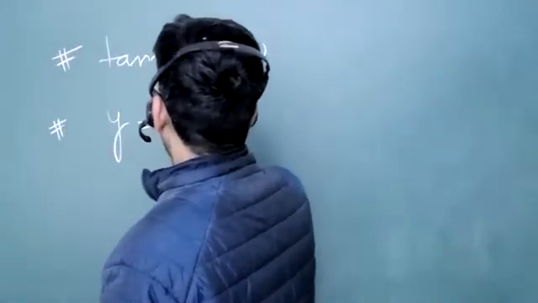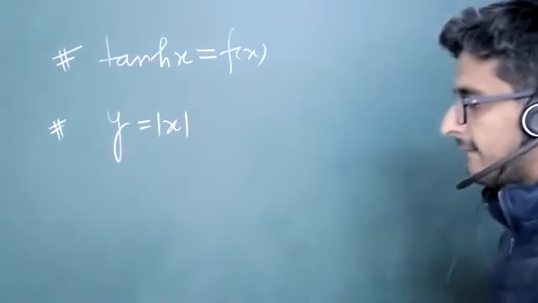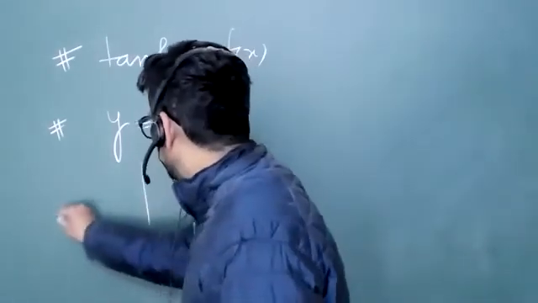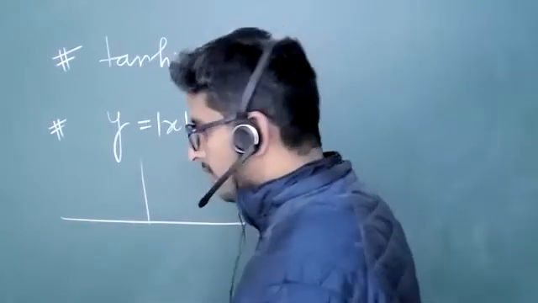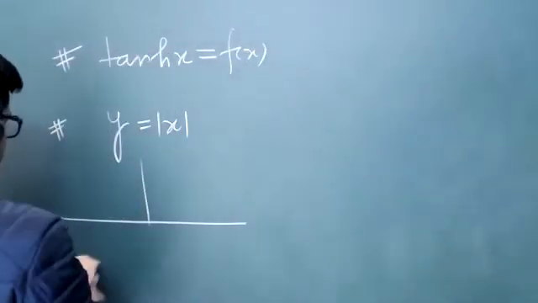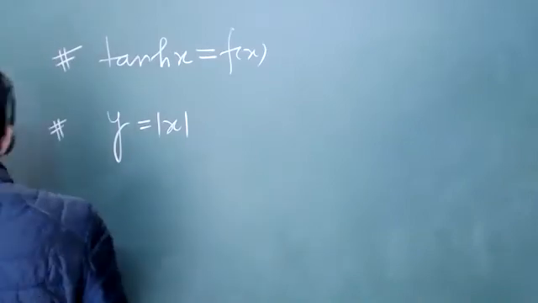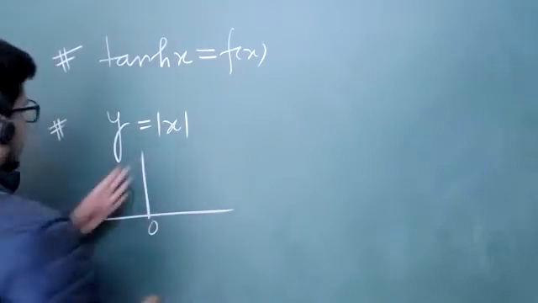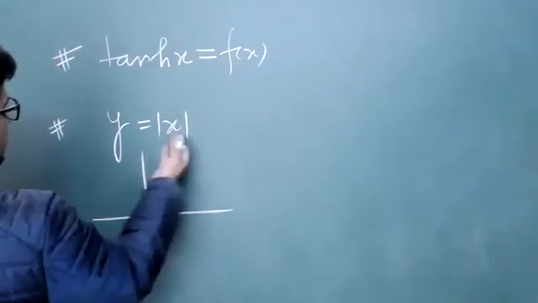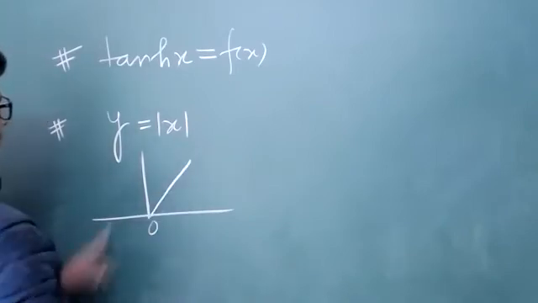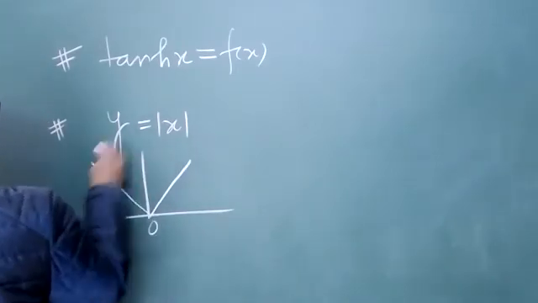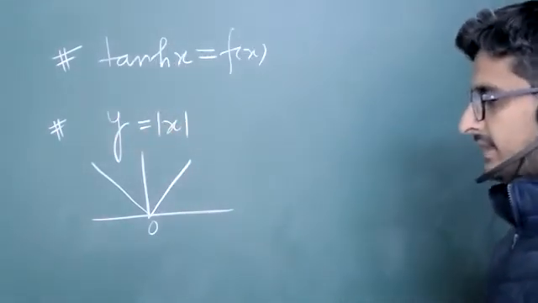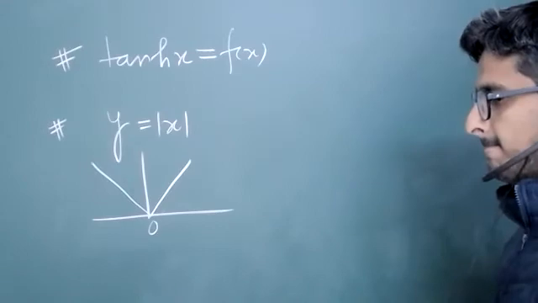y is equal to mod of x, for example, right? So mod of x will be like this. Whenever you find mod, that means it is an even function, right? Yes, sir. So you will plot it like this. First of all, take x positive. Positive means y is equal to x. It will be like this. And then it is an even function, so it will be like this, symmetric about the y axis, right? Yes, sir.